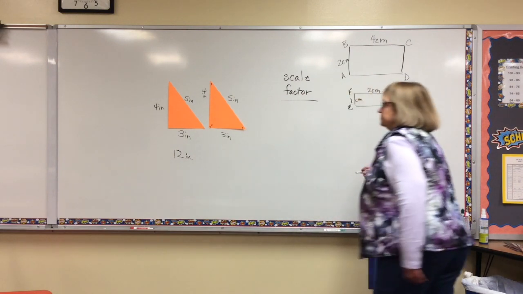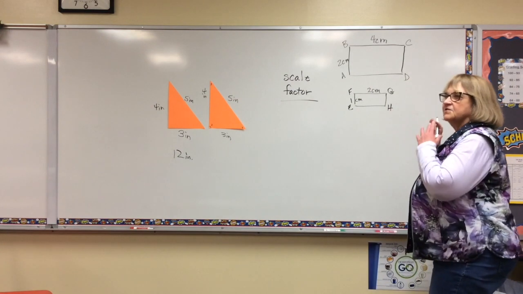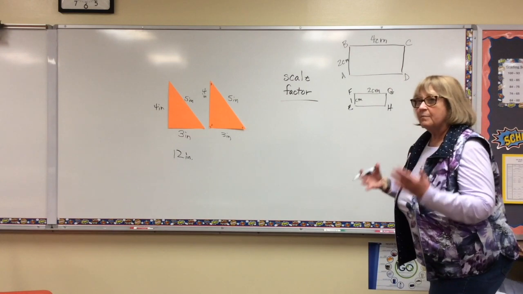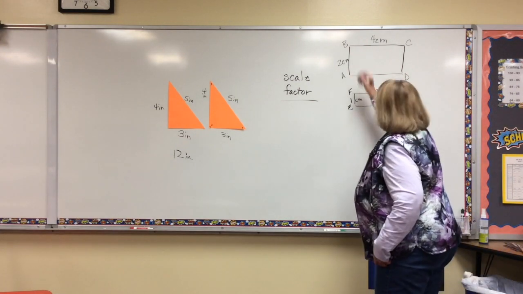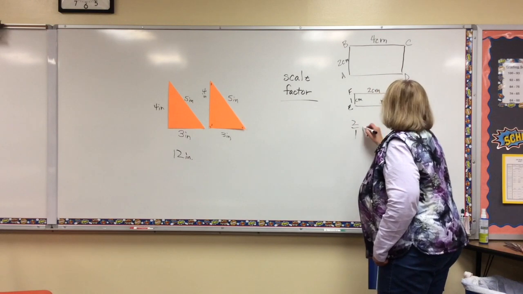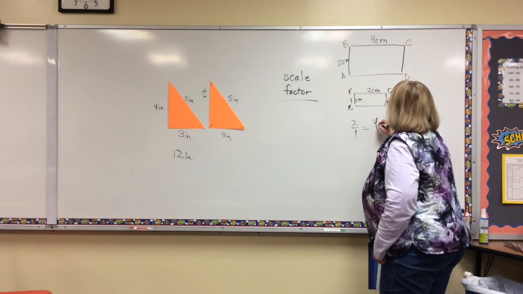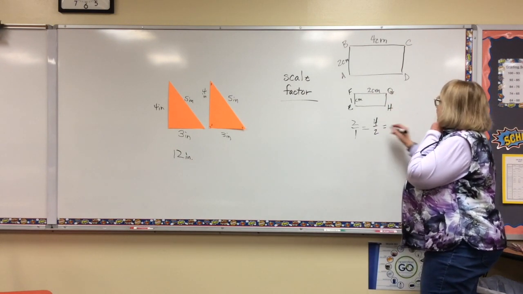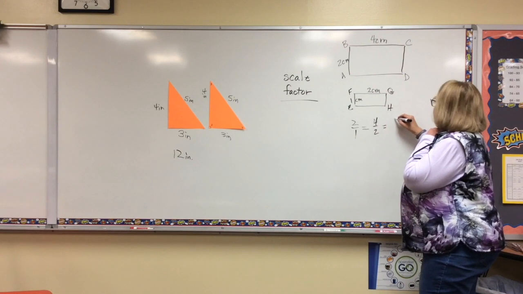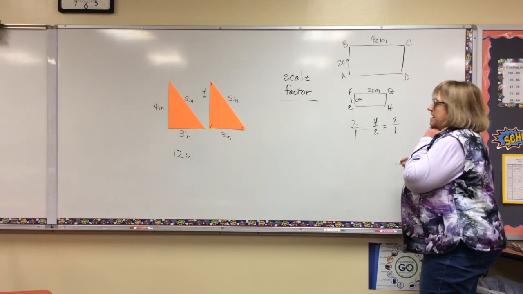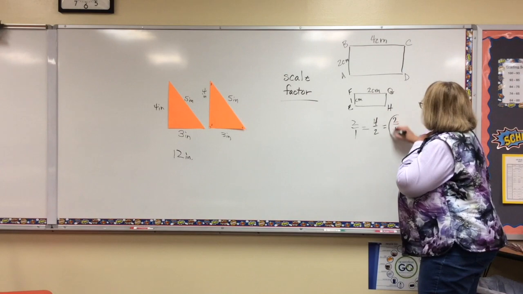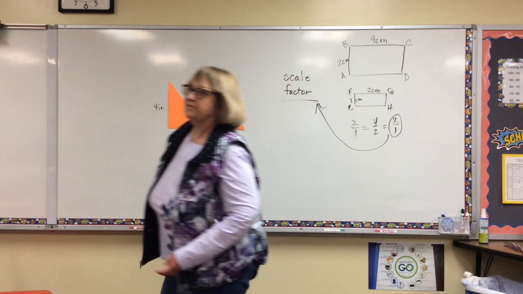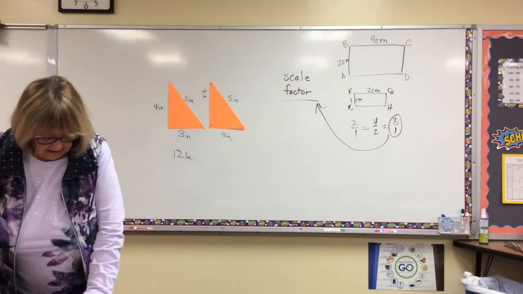Okay? Now, because they're similar, we know the sides are proportional. Therefore, we set up a proportion. So, 2 is to 1 as 4 is to 2. Well, obviously, if we were to reduce this, this is the same as 2 over 1. So we say that the scale factor is 2 over 1, or just 2. Okay? Scale factor is 2. All right.